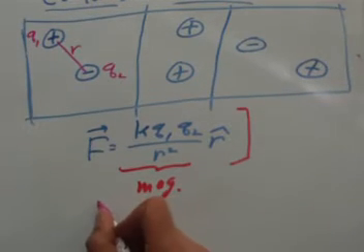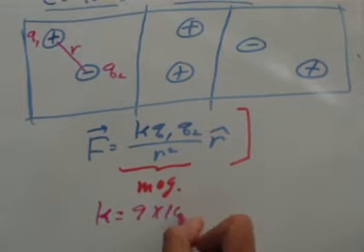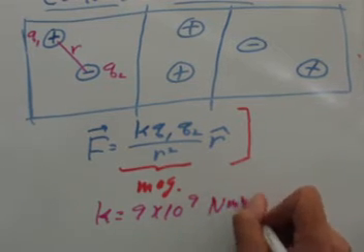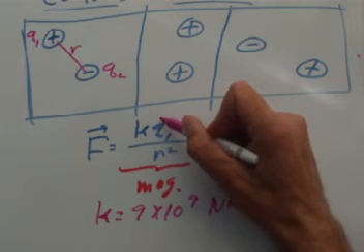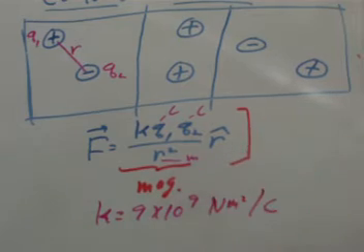k might be something new to you. It's a constant. In fact, the value of k is really easy to remember. It just involves a couple of nines, 9 times 10 to the 9th, and the units are often a big alphabet soup, but it's Newton meter squared per Coulomb. Oftentimes you can just drop out the unit, but you have to make sure that everything else in this equation is in coulombs. Make sure this charge is in coulombs and this is in coulombs, and make sure this distance is always in meters.